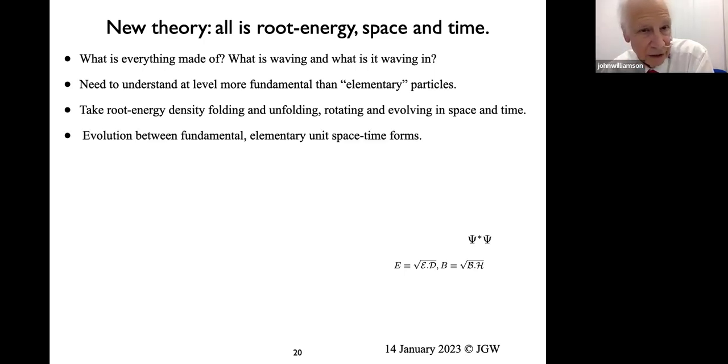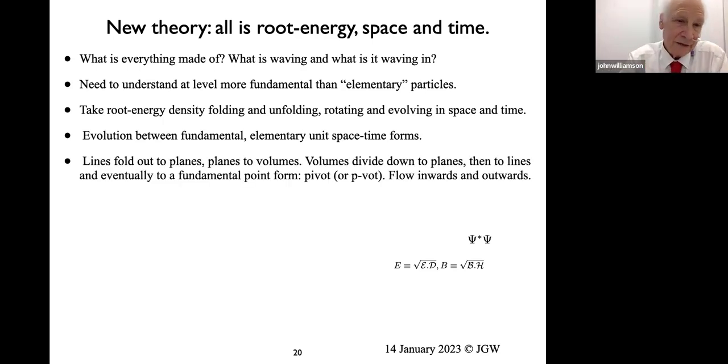So there's an evolution between fundamental elementary unit space-time forms, 16 of them. Each one has some root energy. That root energy is floating around, going from one box to another in such a way that the boxes remain the same. Everything changes, and yet everything remains the same. So in this evolution, you can think of lines folding out to give planes. You can think about planes coming out and giving volumes. The volumes could be dividing down to a plane, then to lines, and eventually to a fundamental scalar point form, the pivot, flowing inwards and outwards through all of these different forms, as driven by the equations of motion.